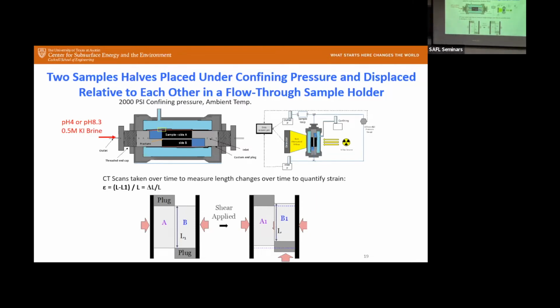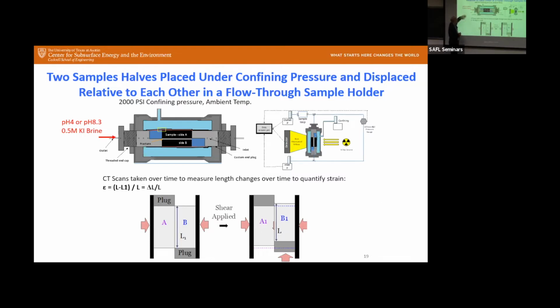So we do this for two conditions. We have a brine, it's 0.5 molar potassium iodide, and it's either at pH 4 or pH 8.3. The pH 8.3, that brine we got by just crushing up some of the Bandera gray, mixing it with water, letting it sit for a few weeks, and then taking the water off the top.